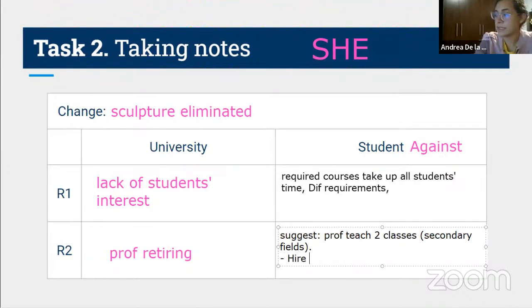I think she also says that maybe the university could hire a part-time teacher, right? Professor. Exactly. So she's kind of solving this problem of the professor retiring, right? She's giving solutions. So that's it. That's what we have here.